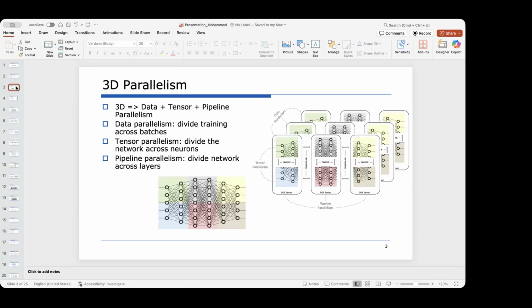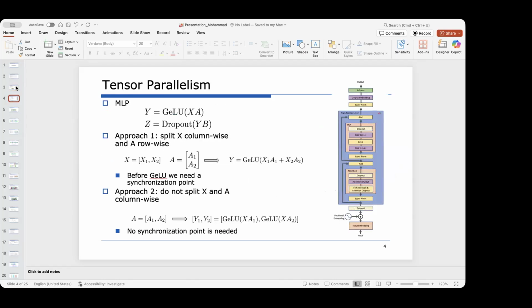I'll briefly go through these. Tensor parallelism is basically breaking your network across the tensor dimension, versus pipeline parallelism, where you do it along the layers, and data parallelism is basically the batching that is happening. So a very brief introduction to tensor parallelism and how things are done. Let's say you have a simple MLP layer. People don't use GeLU right now, but it was the common nonlinearity at the time that Megatron-LM was developed.